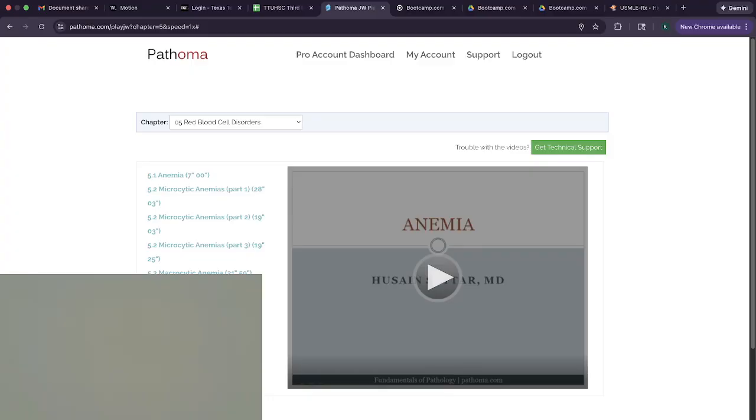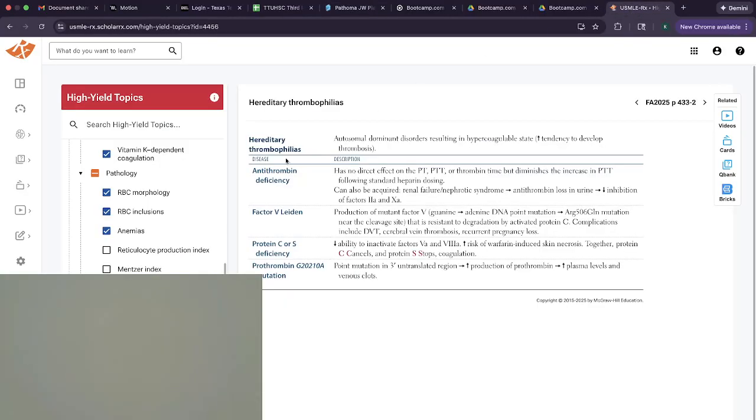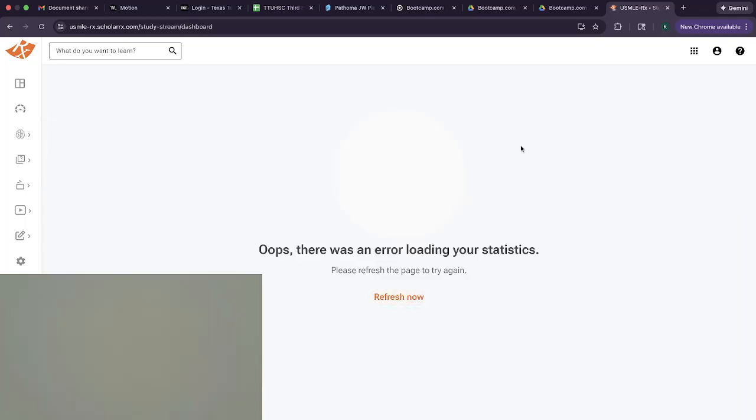I wanted to make flashcards, but I might just skip that part because I genuinely just need to get through the content, and then probably we'll do USMLE RX. Yeah, I don't know. It's a toughie.